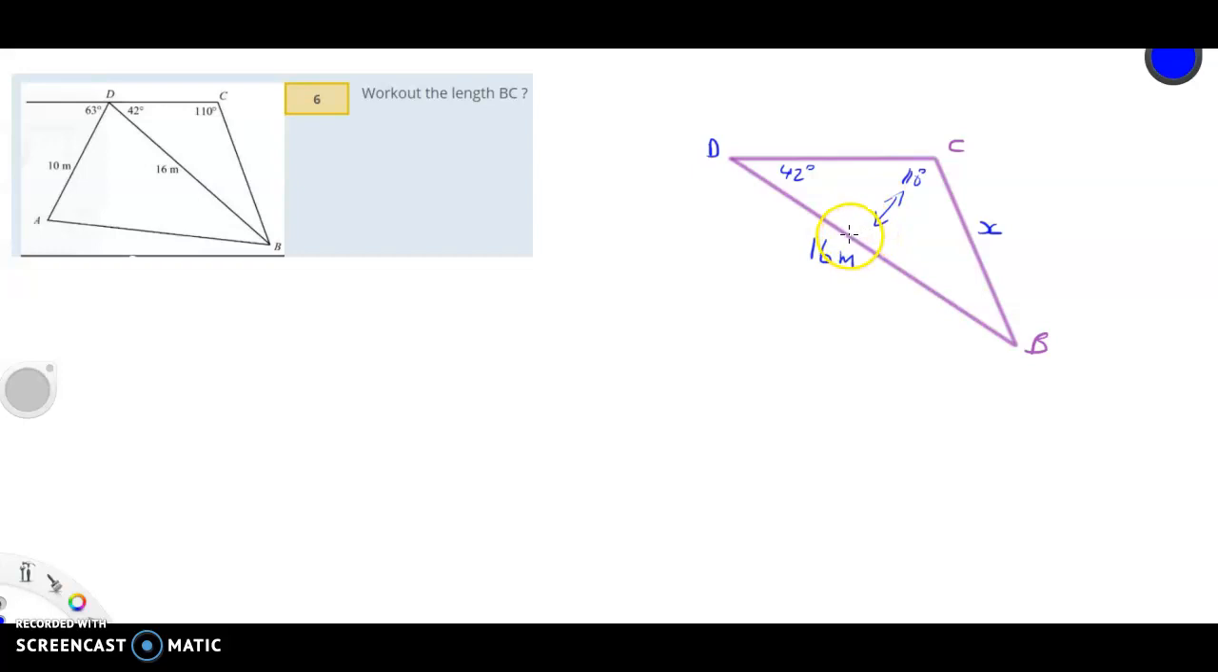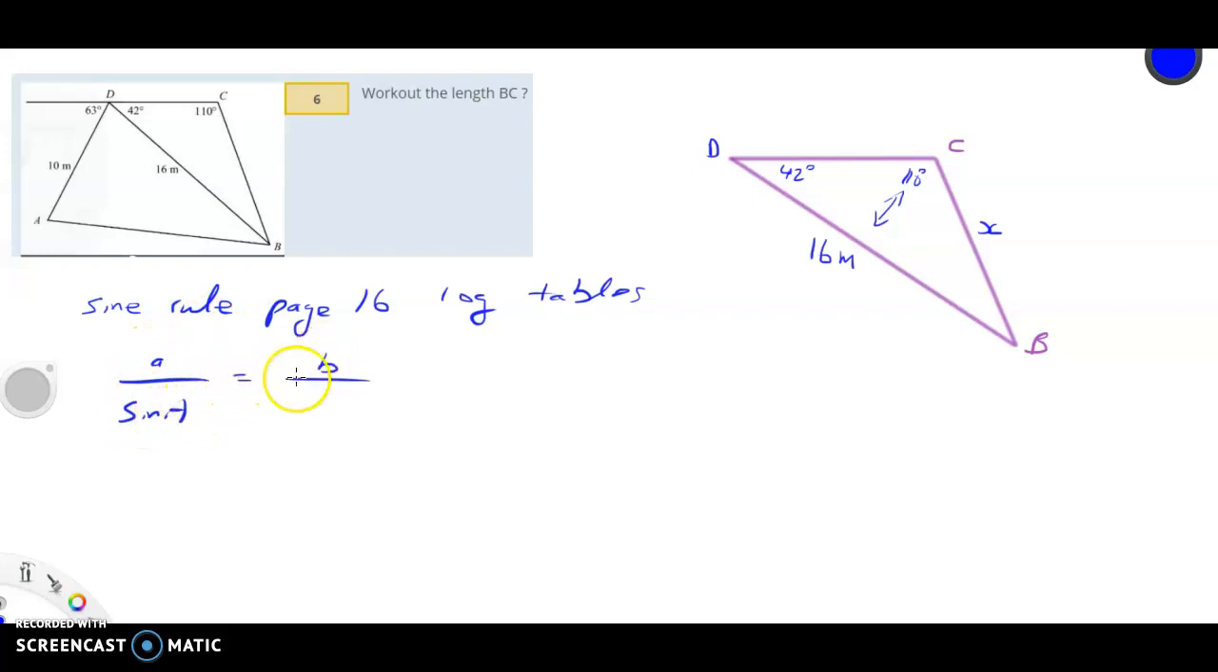So we're going to use a thing called the sine rule, and that's on page 16 of your log tables. It goes something like this: a over sine A equals b over sine B. The capitals are for the angles. So the way we're going to use this, this is like our small a, and this is like our big A.